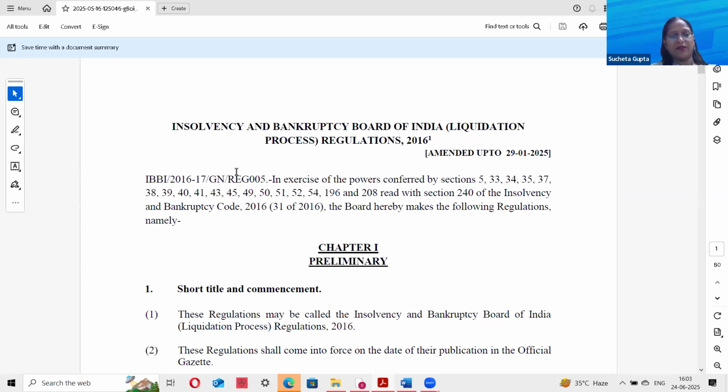This is today's regulation, because we have already discussed the personal guarantor regulations in the last session. So I don't think there are any other regulations left for discussion. So we'll start with this regulation: The Insolvency and Bankruptcy Board of India Liquidation Process Regulations 2016.